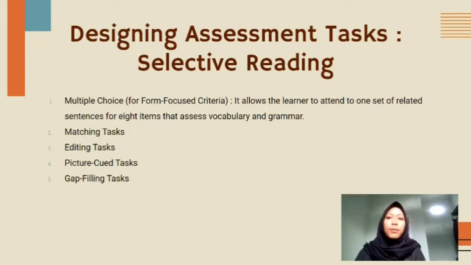The first is multiple choice for form-focused criteria. By far the most popular method of testing reading knowledge of vocabulary and grammar is the multiple choice format, mainly for reasons of practicality. It is easy to administer and can be scored quickly. The most straightforward multiple choice items may have little context but might serve as a vocabulary or grammar check.